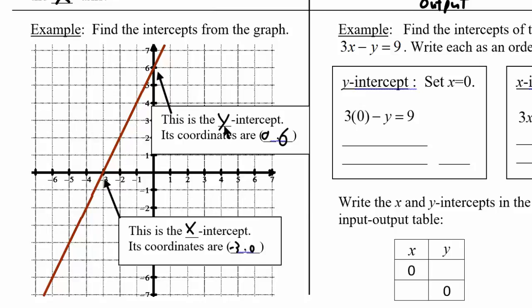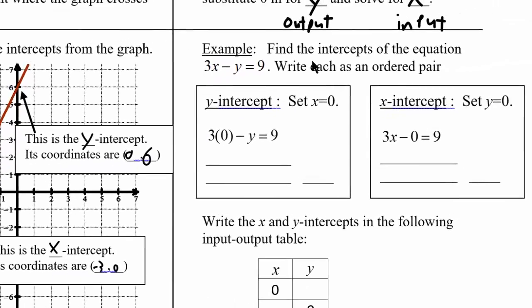And I just want to point out that the y-intercept, the x-coordinate, is always going to be 0. Right? Anytime we cross the y-axis, the x-coordinate would always be 0. And then for the x-intercept, anytime we cross the x-axis, the y-coordinate would always be 0. Right? So for the y-intercept, the x-coordinate is always 0. For the x-intercept, the y-coordinate would always be 0.